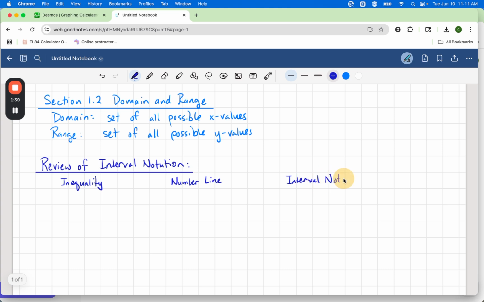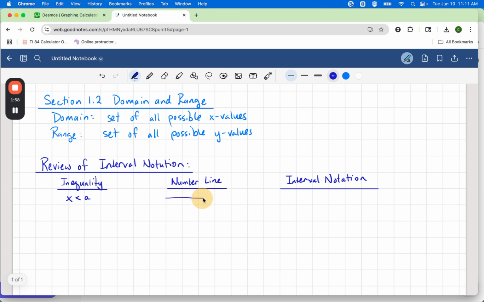Remember, in number lines we use closed circles to indicate that we include that point, and open circles to indicate that that point is not included. Open circles are going to translate to parentheses in interval notation. Closed circles are going to translate to brackets.